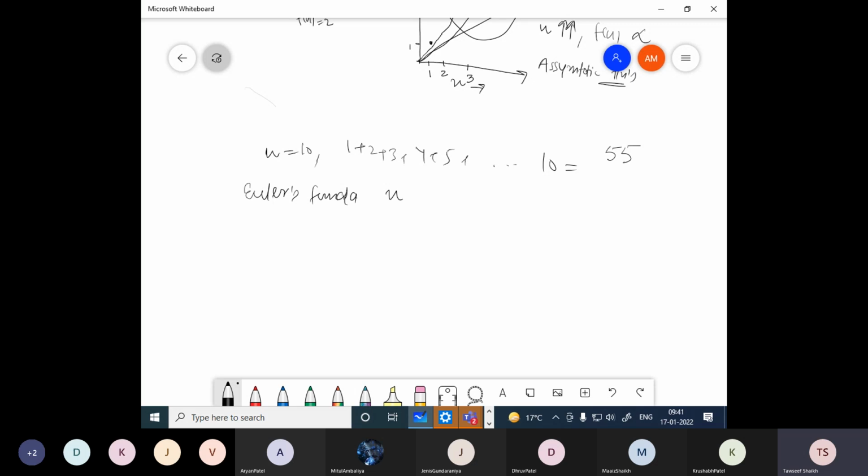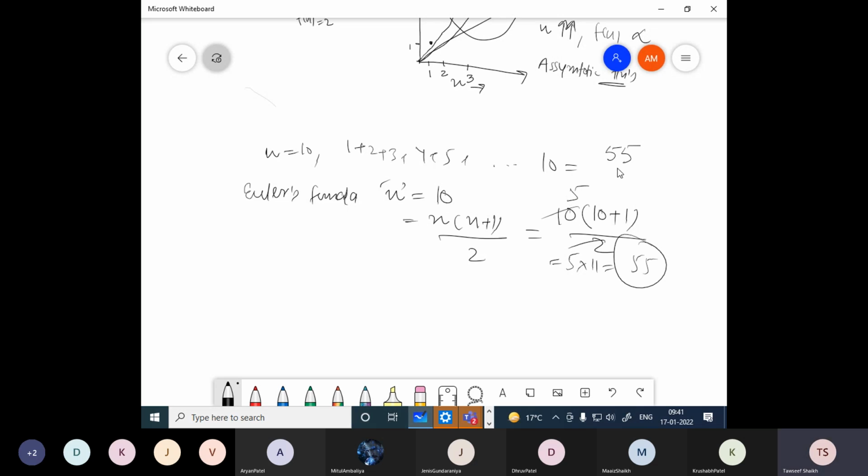Euler's formula says that if you have to find the sum of n elements, and here since we took n as 10 elements, you can use the formula directly: n into n plus 1 divided by 2. Since here I have been asked to find the sum of 10 elements, it will be 10 into 10 plus 1 divided by 2 according to the formula. So this will be 5 into 11, that will be 55. And this is true every time, not only in this case.